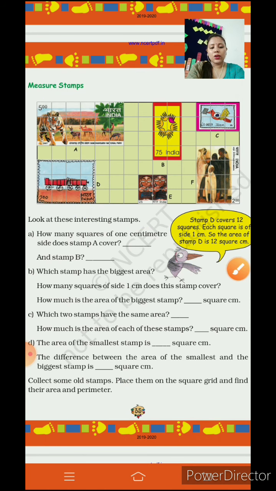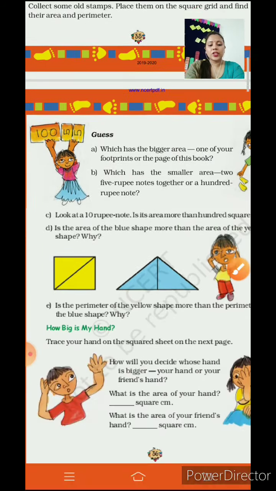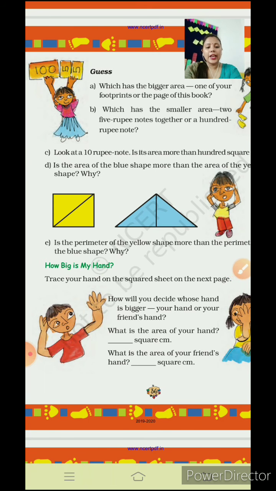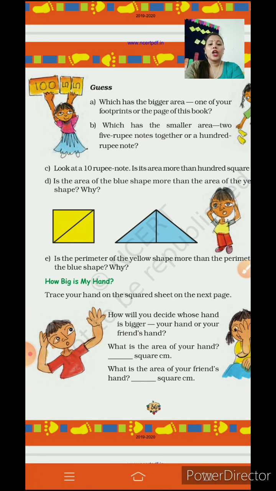ओके, नाउ कम टू द नेक्स्ट पेज एंड दैट इज़ पेज नंबर 36. इन पेज नंबर 36 you have to guess something which has the biggest area, one of your footprints or the page of this book. आपके पास बुक है, बुक को देखिए, तो किसका एरिया सबसे ज़्यादा होगा, बुक का या आपके किसी एक पैर के फुटप्रिंट का? फुटप्रिंट मीन्स पैरों के निशान. सो ऑब्वियसली द एरिया ऑफ बुक इज़ ग्रेटर देन द एरिया ऑफ द फुटप्रिंट्स. ओके, एक पैर के निशान से एक बुक का एरिया ज़्यादा बड़ा होगा.